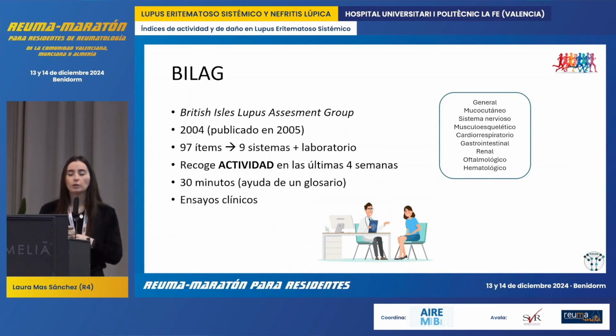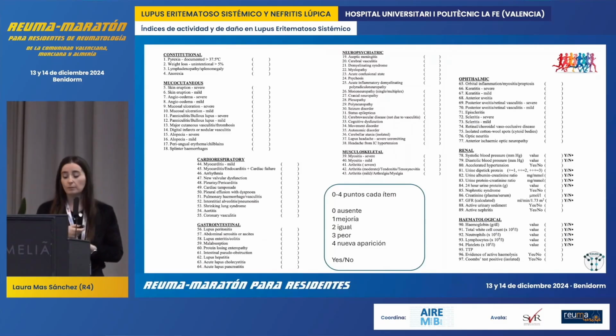As the last purely activity-based index, we have the BLAG, this one. I'm not going to go into much detail either. It's a bit convoluted, but I did want to mention it so that we're all aware of it. This is an index that is quite complex. It consists of 97 items filled out using a glossary. It's somewhat complicated and quite tedious, taking about half an hour to complete, and it usually ends up being limited to clinical trials. This is difficult in clinical practice.